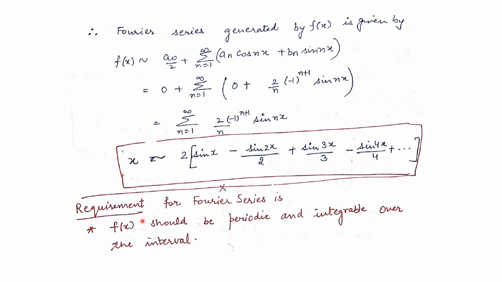So what are the requirements for the existence of a Fourier series? First, the function should be periodic, and secondly, it should be integrable over the interval. Only then can we find out the values of a0, an's, and bn's, and then we can write any function in terms of an infinite series of sines and cosines.